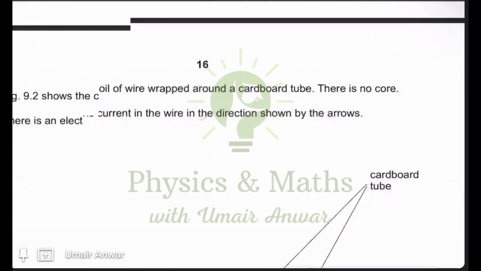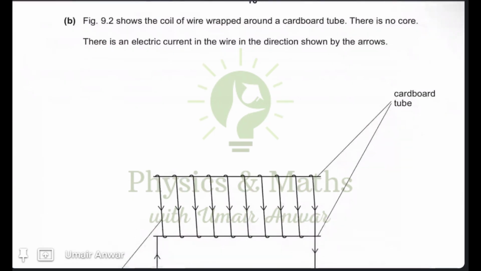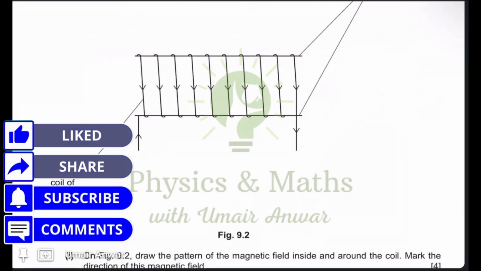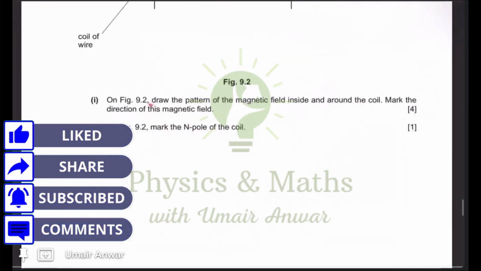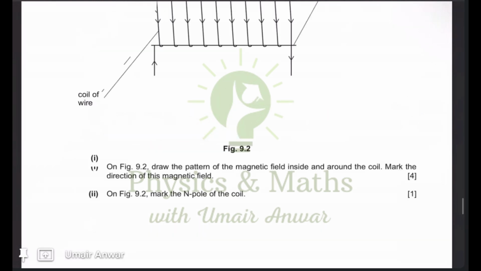and could be a cause of electrocution as well. Figure 9.2 shows the coil of a wire wrapped around a cardboard tube. There is no core. There is an electric current in the wire in the direction shown by the arrow. So this is the direction in which the current is flowing. Now, on figure 9.2, draw the pattern of the magnetic field inside and around the coil. Mark the direction of this magnetic field also. On figure 9.2, mark the north pole of the coil.